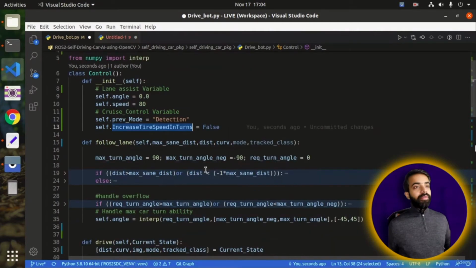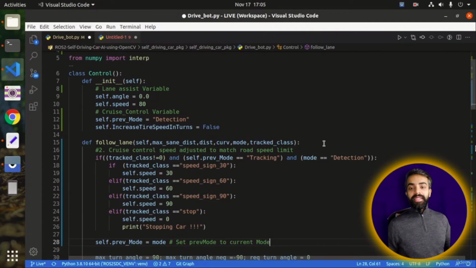Then for the second step, we move inside the follow lane function and simply check for the case whether a sign was detected and tracked, and then it exits the frame. This signals the change of mode for the sign tracker from tracking to detection, so the speed of the car now gets updated to comply with the local speed limits.